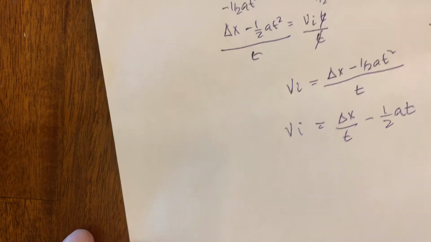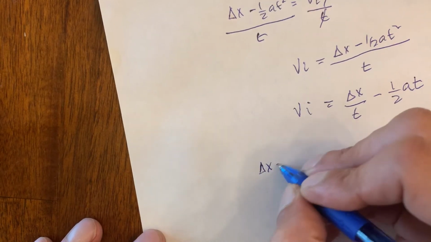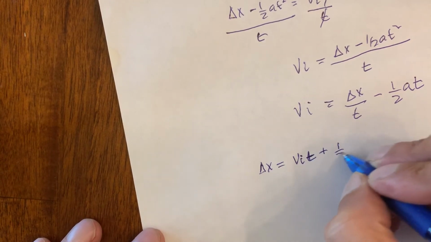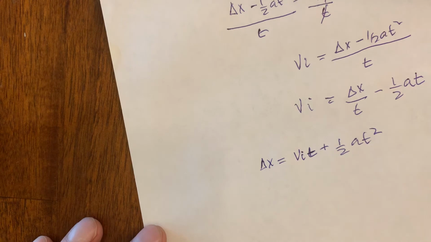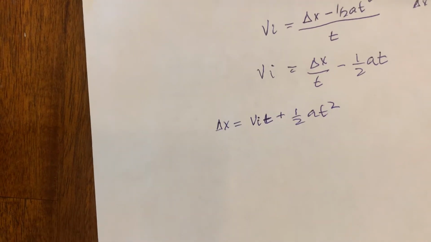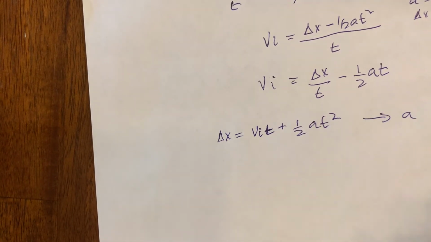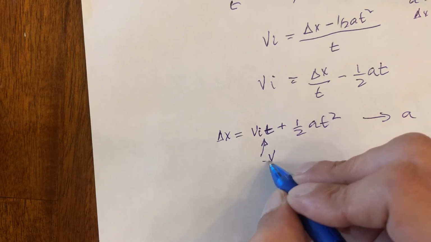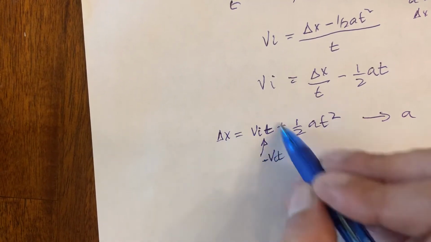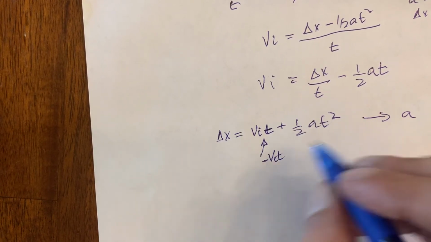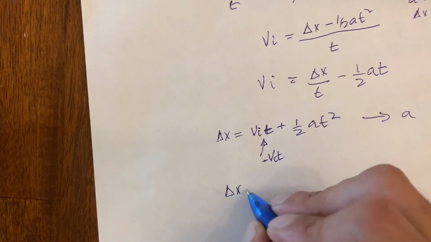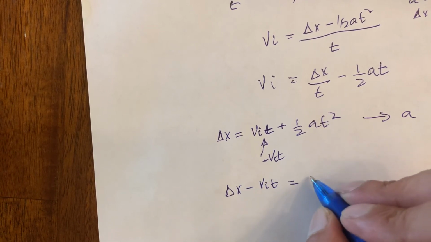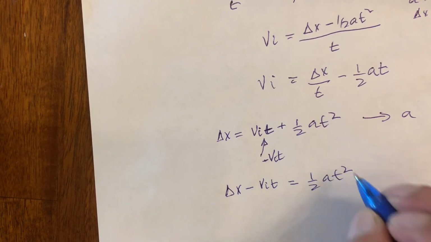All right, so let's take a look at this one again. And this time I'm going to solve for A. Okay, so make A our target. The first thing I'm going to do is get rid of this guy by subtracting that from both sides, because again, this is on the outside. The rest of the things are on the inside. We'll get to them next. So delta x minus VIT is equal to 1/2 AT squared.